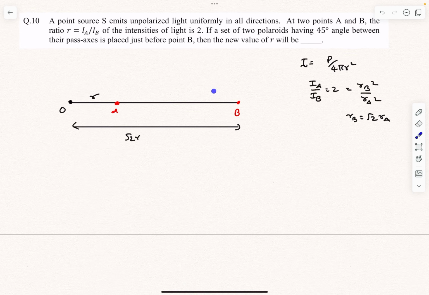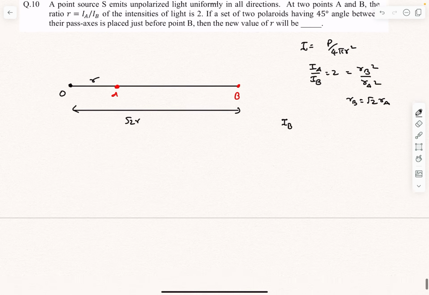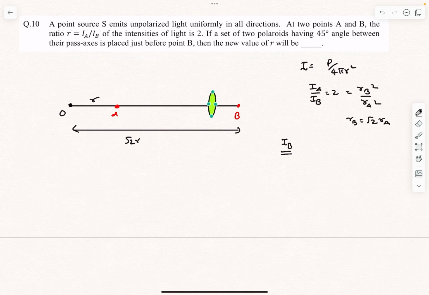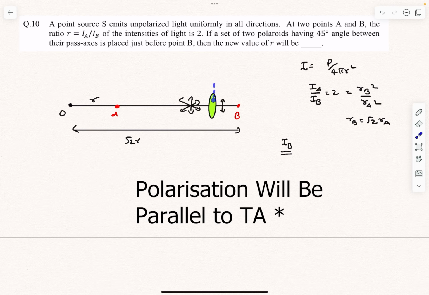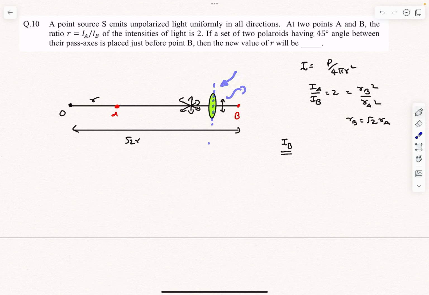Now they're saying we keep two Polaroids right before the point B. Obviously, the intensity of the light reaching point B will change. Let's say the original intensity at point B was IB. Now we have to see what happens to IB. Firstly, if I keep a Polaroid and send unpolarized light through it, the emergent light ray will be parallel to its transmission axis and its intensity will be halved. This is what Malus's law states, right? The initial incident intensity is IB, so after being processed by Polaroid number 1, it will become IB by 2.